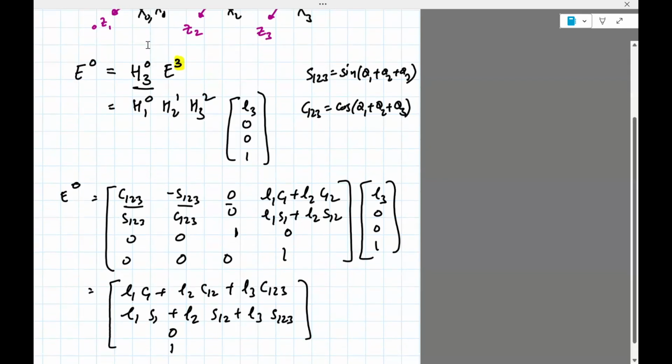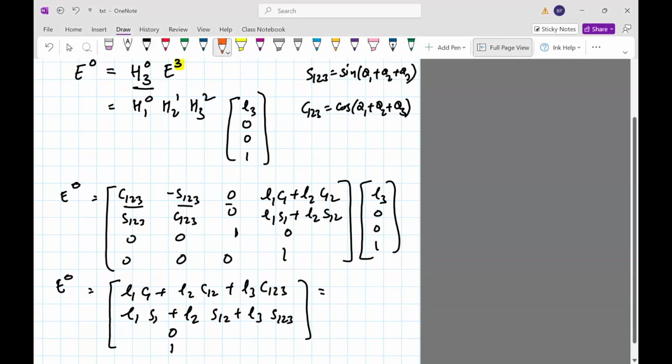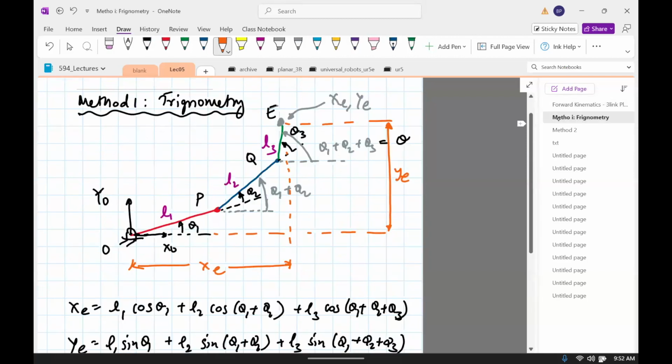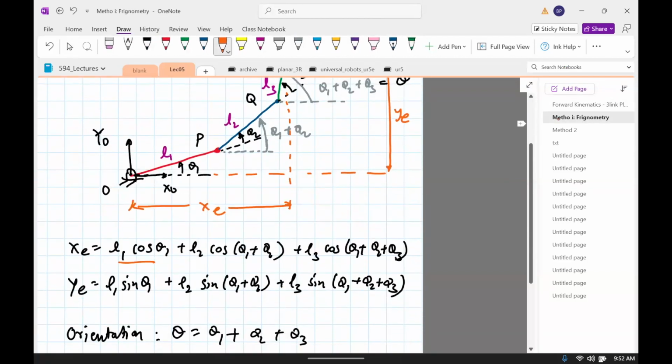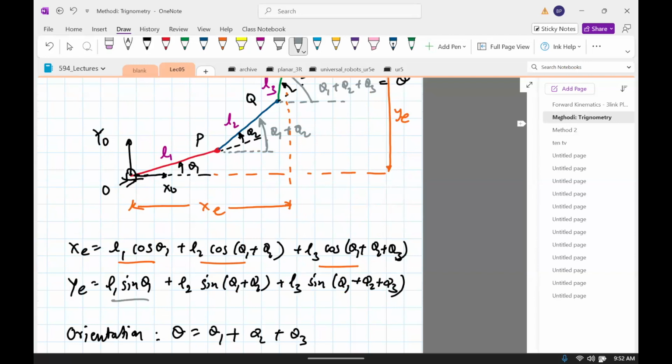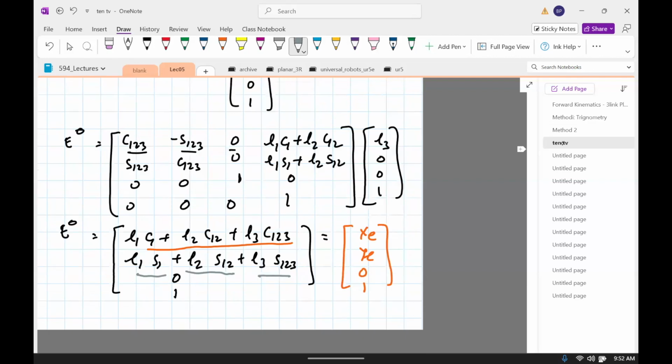And so if you look at this expression for E0, it's nothing but xe, ye, 0, 1. So this is xe. If we go back and try this with our trig expression, it is exactly what we got: L1 C1, L2 C12, L3 C123. And then if you look at the other one, y, it's L1 S1 plus L2 S12 plus L3 S123. Okay, so that agrees with that formula, but we also need the orientation.